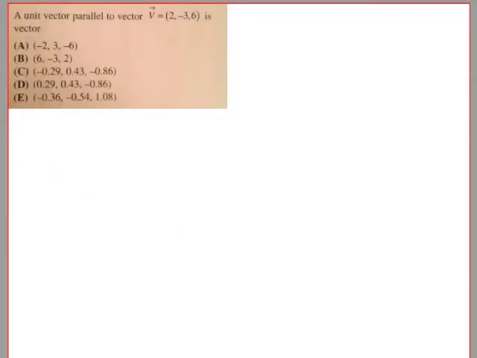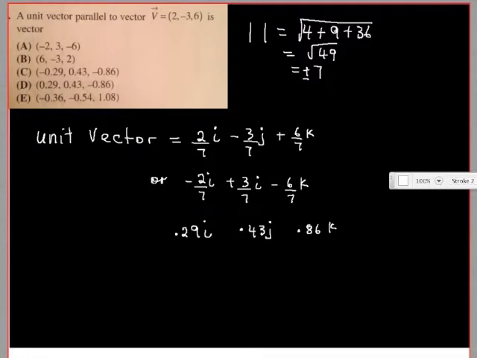All right, how about this one? Pause the video and try this. Okay, this may be a little bit tricky. It says here unit vector, which is parallel to this. Again, we have to get the magnitude of these vectors.